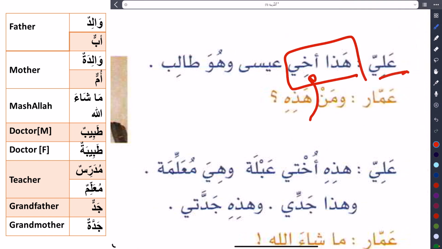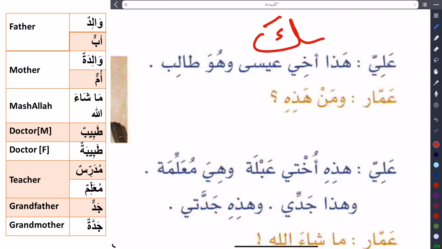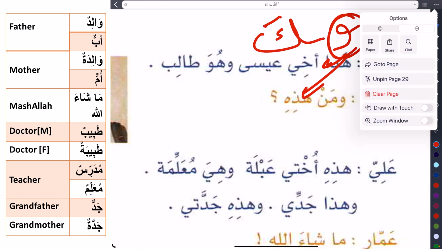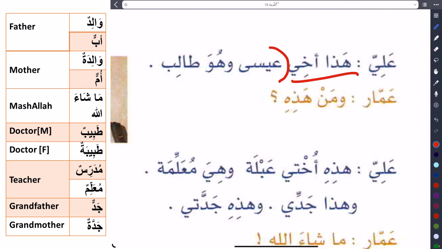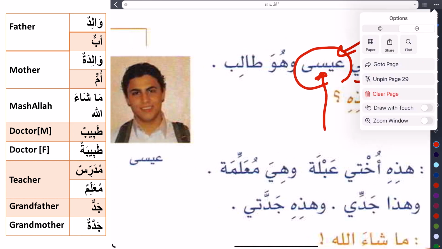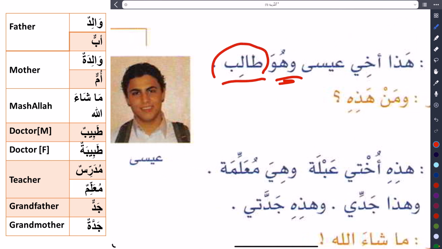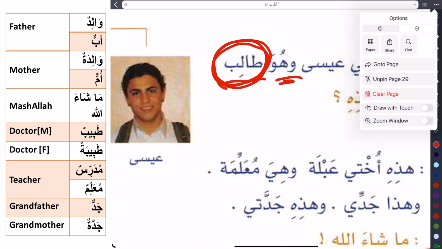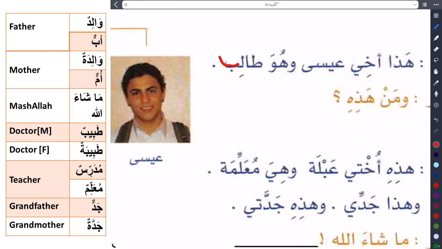But how to say your brother? Don't forget. To say your brother, you join ka, but before ka, there is an extra wow. And that's with akh and father. أخوك and أبوك. Don't forget that. So, هذا أخي عيسى. This is my brother عيسى. That's a name. وهو طالب and he is a student. Male student. Student boy. طالب. How to say a female student? You put فتحة and تاء مربوطة. طالبة.